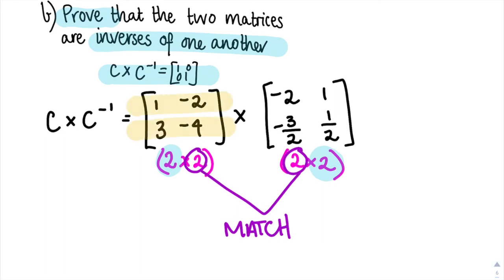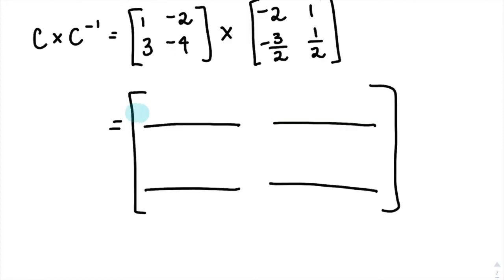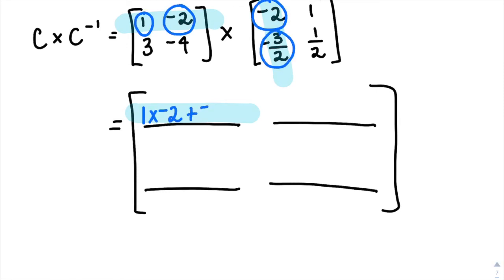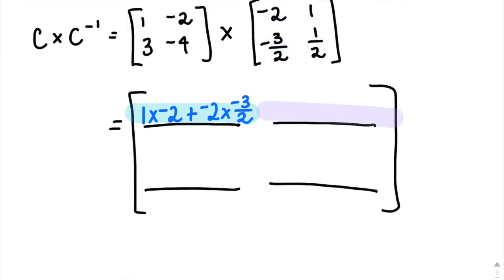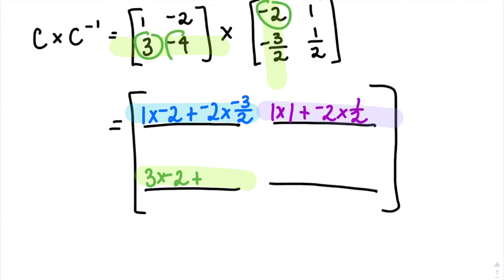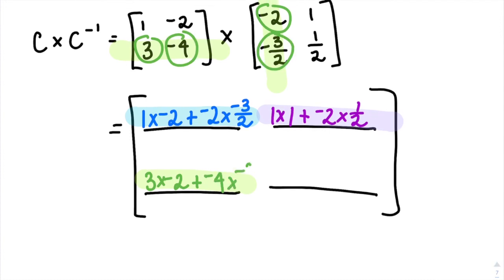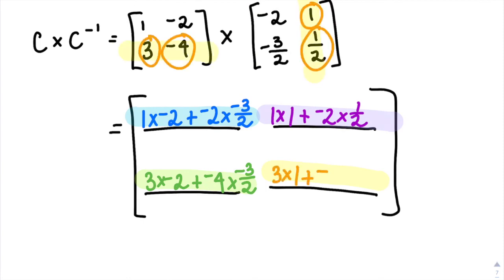Recall that we only focus on rows from the first matrix and only columns in the second. To calculate our first element, we'll focus on row 1 and column 1. So we have 1 times -2 plus -2 times -3 on 2. To calculate this element, we focus on the first row and the second column. Our calculation is 1 times 1 plus -2 times 1/2. For this element in row 2, column 1, we focus on the second row and the first column, and end up with 3 times -2 plus -4 times -3 on 2. Finally, our element in the second row, second column, yields 3 times 1 plus -4 times 1/2.